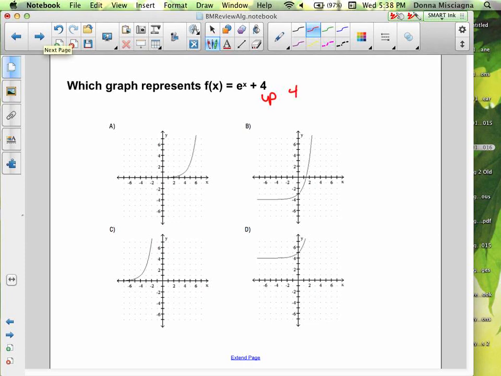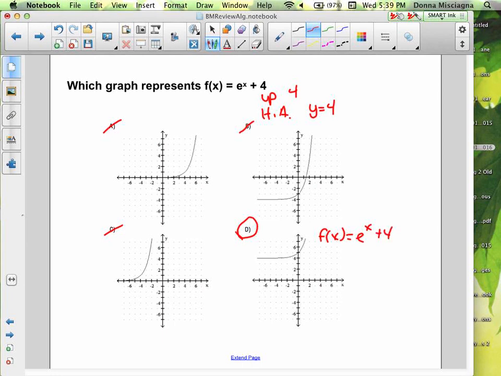Okay? Up 4. And that means we now have a horizontal asymptote at y equals 4. That's the point we're not crossing. Well, the graphs here, A and C, have been moved right and left. That's wrong. B was moved down 4, and D is the correct answer. That's the one that moved up 4. So right here is f of x equals e to the x plus 4.